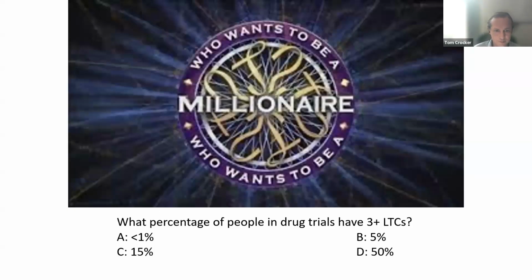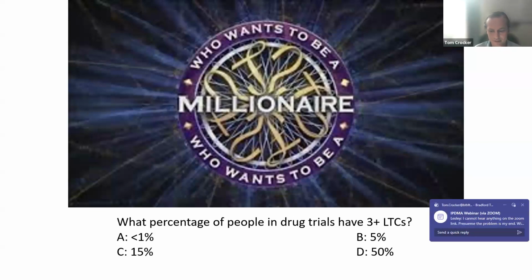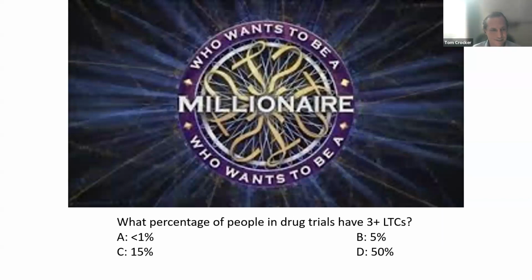So the sort of £1 million question, $1 million question: what percentage of people in drug trials have 3 or more long-term conditions? You can all take your guesses. I don't think we'll set up a poll.